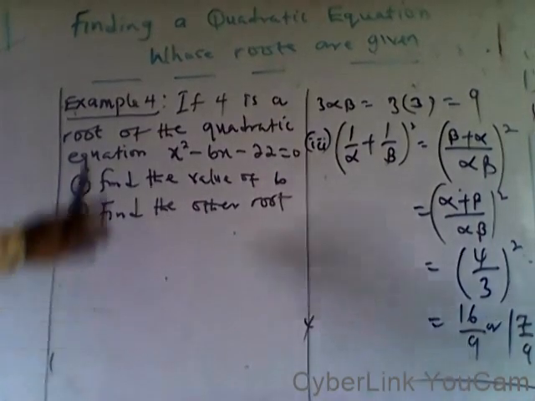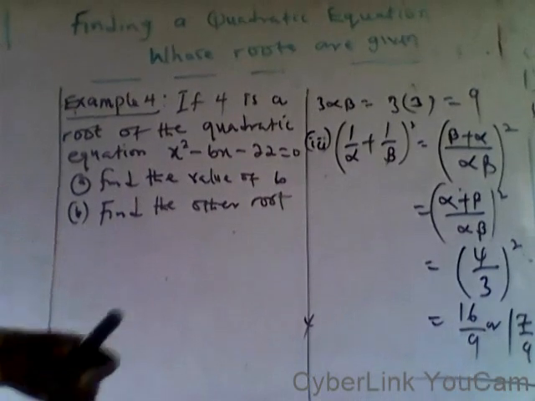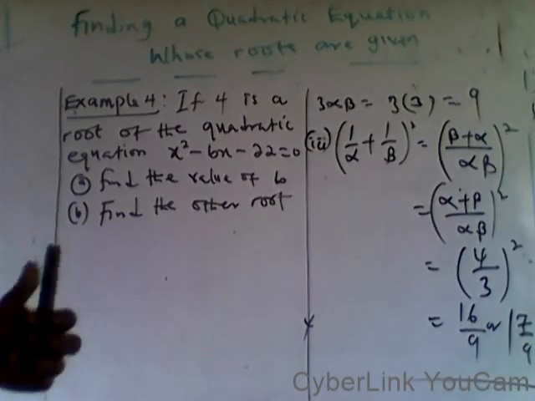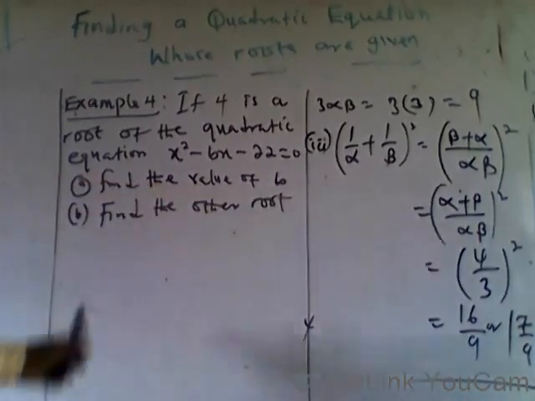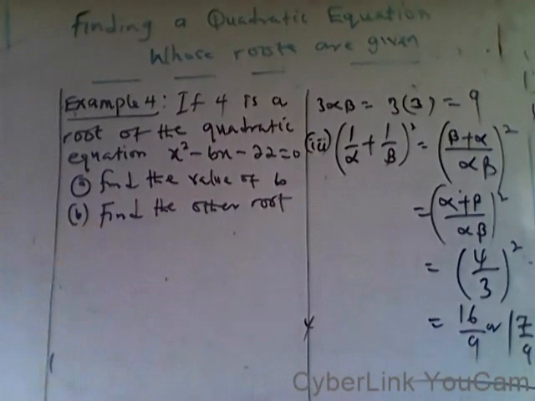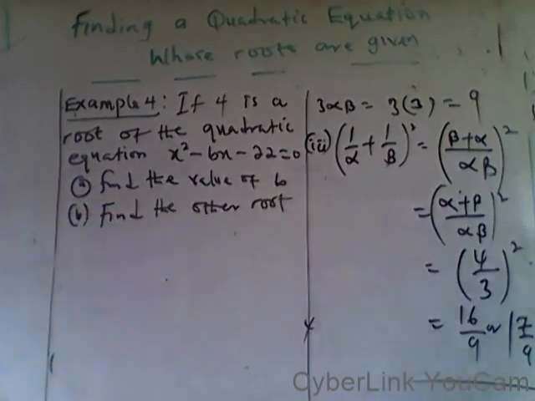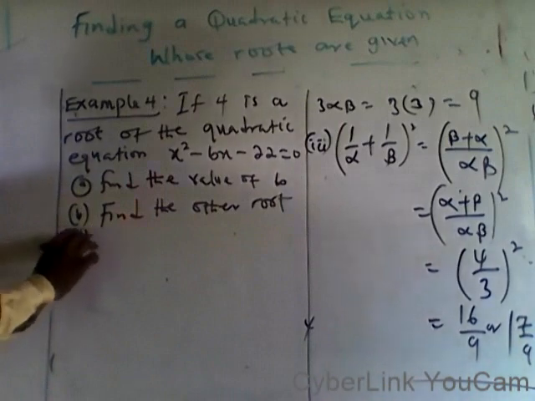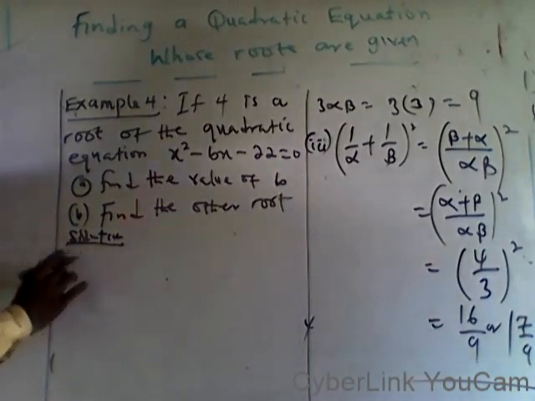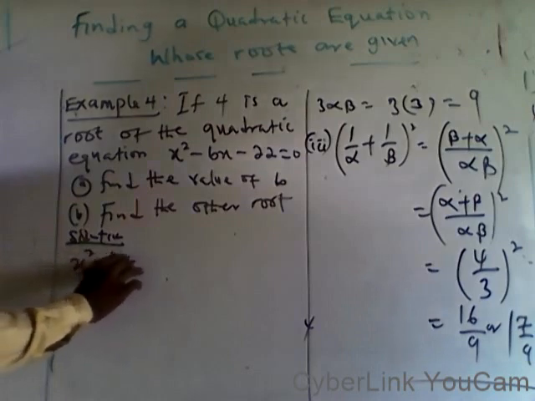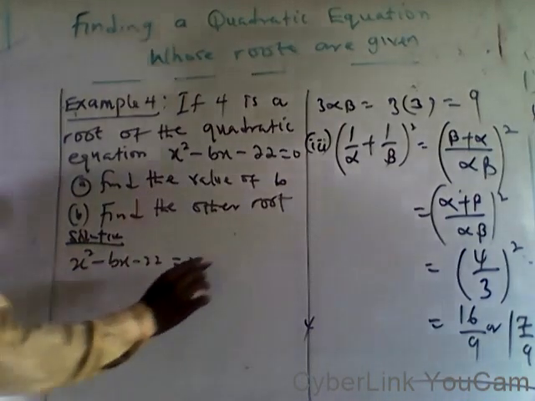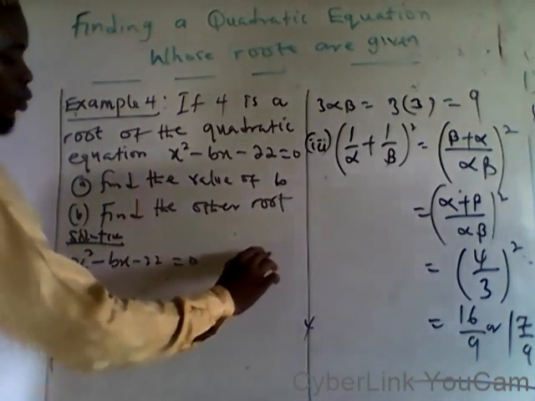So we now go to the last example. Look at this. The question can still come in this form. You are told that if 4 is a root of the quadratic equation x squared minus bx minus 22 equals 0, you have to find the value of b and the value of the other root. So how do you find this? Let's do it like this. You have your equation x squared minus bx minus 22 equals 0, and one of the roots is x equals 4.